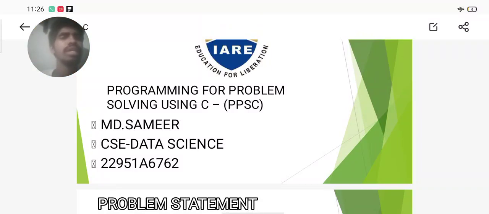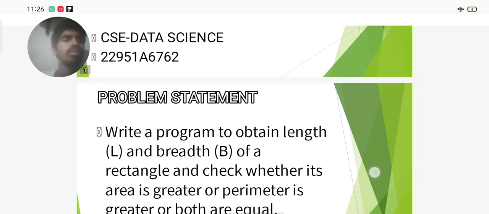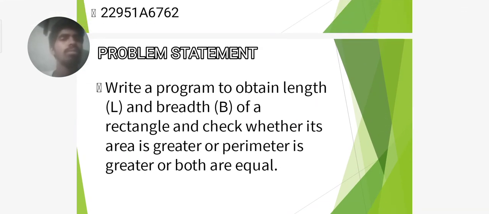I am pursuing my graduation in IRE College as a CSE Data Science student, and the topic is the concept of programming for problem solving using C. I can select a topic about a problem statement. Here is the problem statement: write a program to obtain the length and breadth of a rectangle and check whether its area is greater than, or its perimeter is greater than, or both are equal.